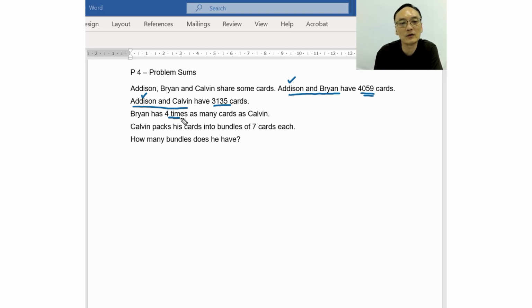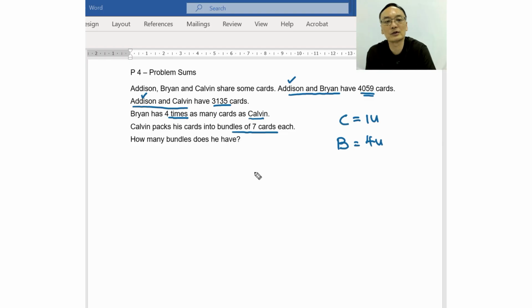Let's underline this word called 4 times. That means if Kelvin has 1 unit, Brian will have 4 times, means Brian will have 4 units. Let's put this information here. So if Kelvin is 1 unit, then Brian will be 4 times, that means he will have 4 units. And Kelvin packs his cards into bundles of 7, and we need to find out how many bundles does he have. So bundles of 7 cards is another important keyword. So we have enough information here to help us construct the model.